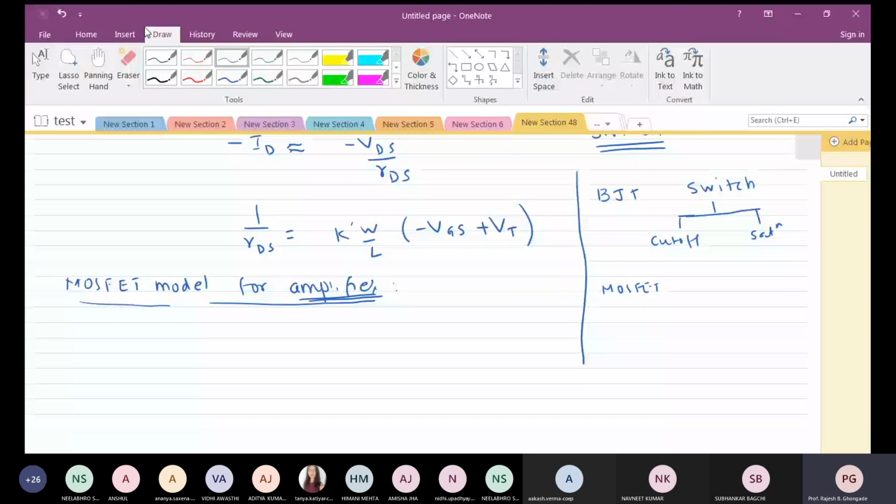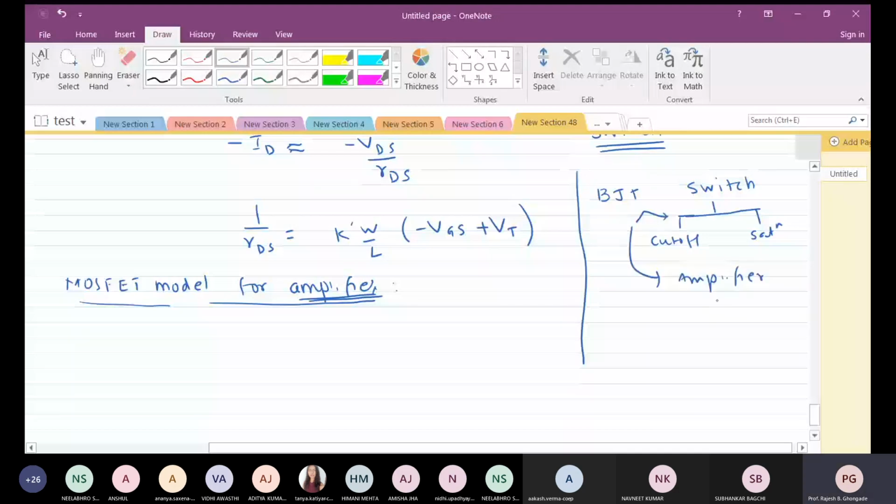When the BJT is to be used as an amplifier, where was it used? Where is it supposed to work? In which region? Active region. It is also called a linear region.